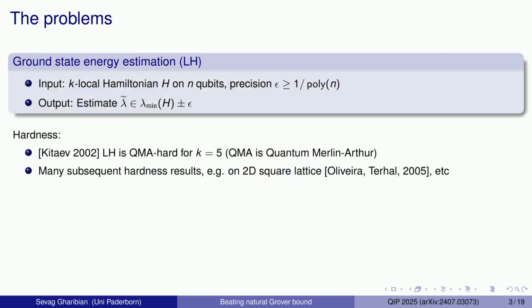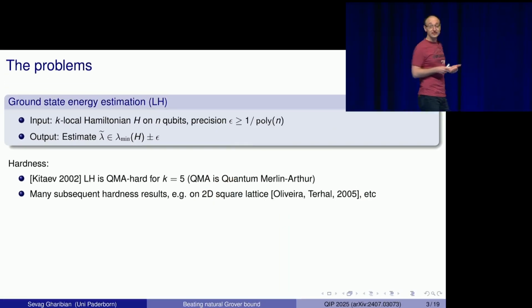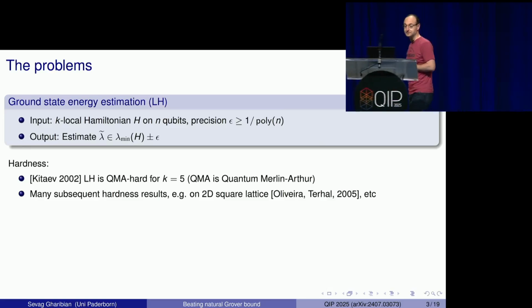Good, so let me start by defining the problems, of course. We're going to study two problems. The first is ground state energy estimation. I'll just call that LH. And here the input is a k-local Hamiltonian on n qubits. I want to be very clear: in this talk, by local Hamiltonian, we mean any local Hamiltonian. I make no assumptions about the geometry of the interactions or the type of interactions. It just has to be k-body interaction terms. And the input is some precision parameter, let's say epsilon. It's typically at least inverse polynomial in this setting. And the goal is to estimate the ground state energy to within plus or minus this epsilon.